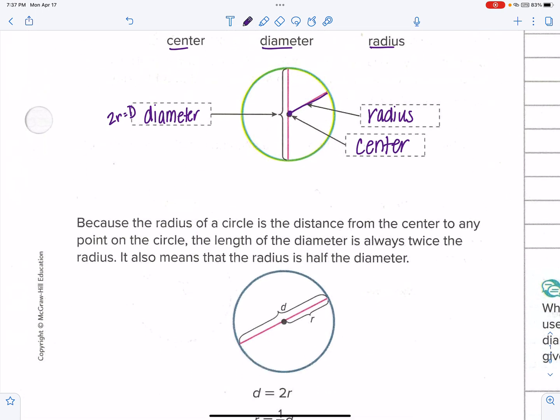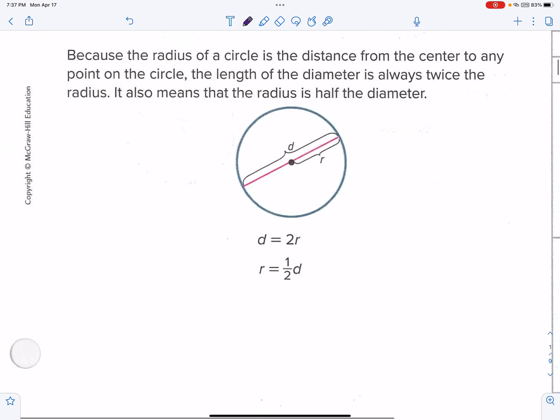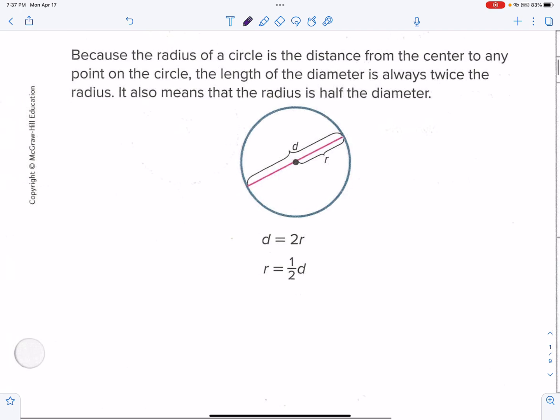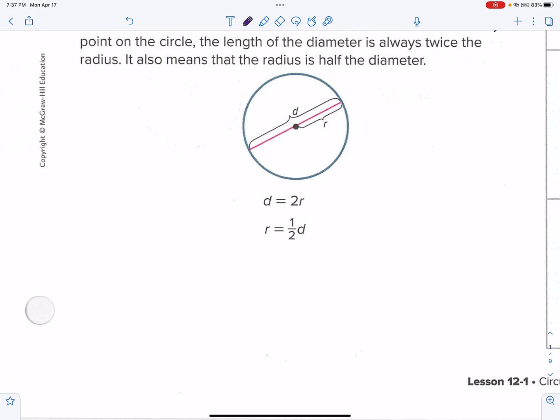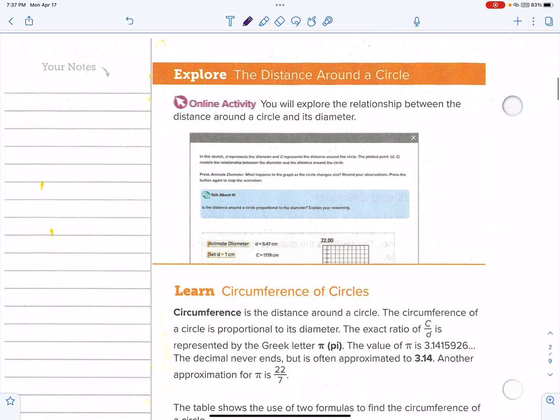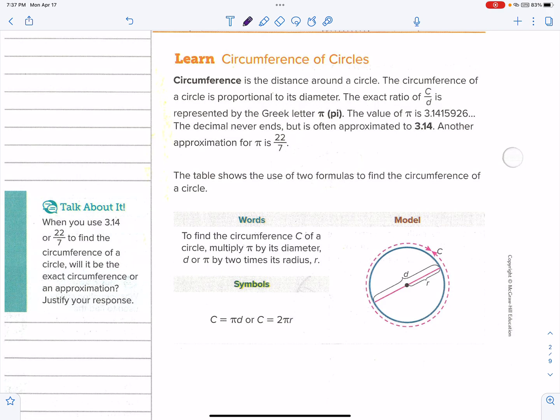All right, now, because the radius of the circle is the distance from the center to any point, the length of the diameter is always twice the radius. So you can see diameter equals 2 times r, or radius, you can say, is half of the diameter. Okay, so both those are accurate. Let's go ahead down here and explore a little bit about the circumference of circles.